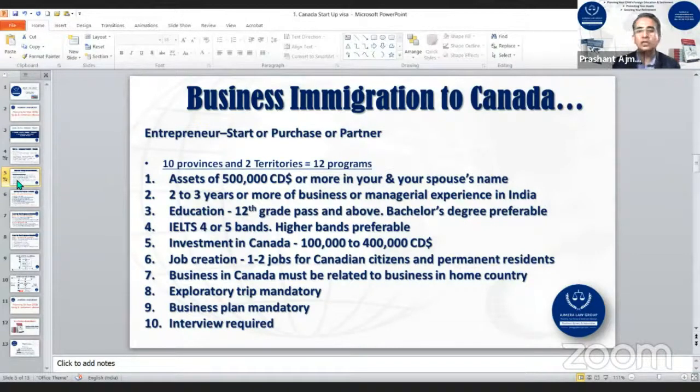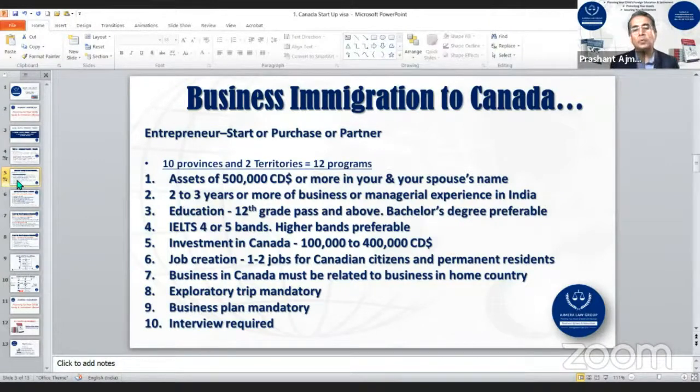So if you are in a construction business, do not try to start a pizza place or a Subway in Canada, or probably you want to become a partner with your friends or relatives who want to basically arrange a business immigration for you. Those kinds of tricks don't work anymore.